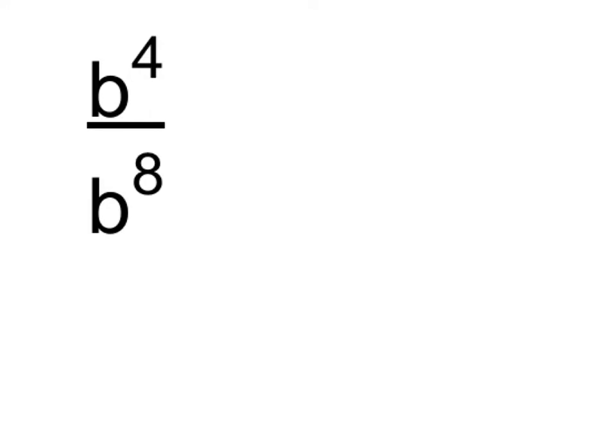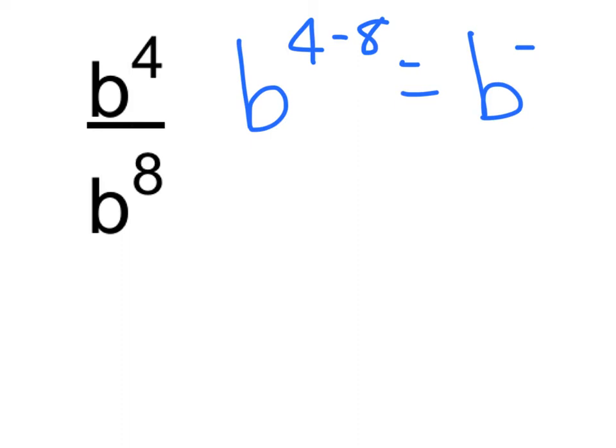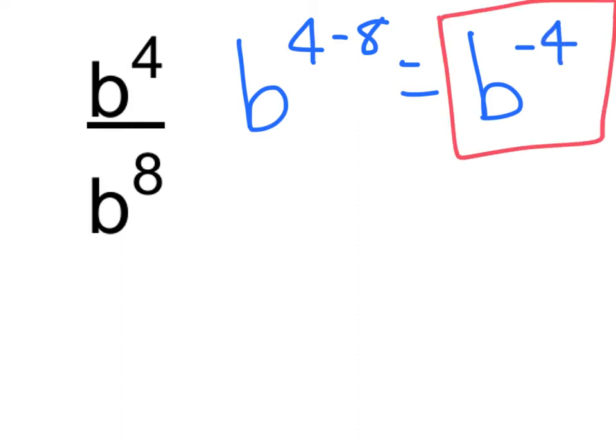We remember that when we have a division operation, we're going to be subtracting the exponents. So here I see it's b to the 4th divided by b to the 8th. So what I'm going to do is rewrite this like b to the 4th minus 8. And 4 minus 8 is what? It's going to be negative 4, right? So this is the first part, but we're not done.